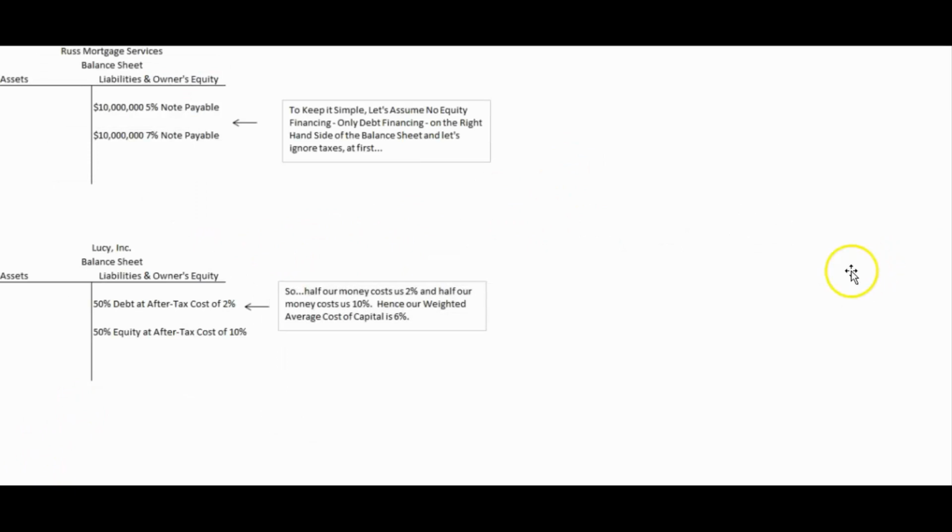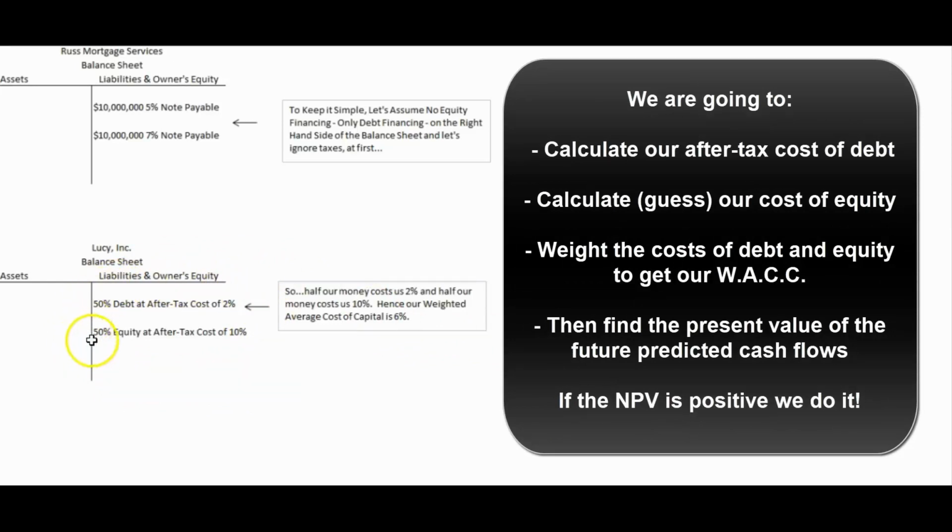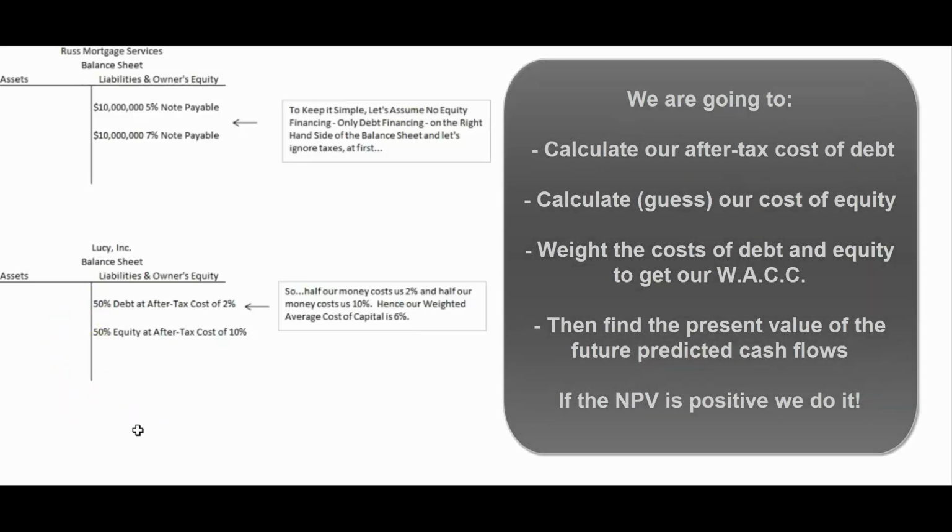Big picture, what we're going to do on a capital budgeting problem is figure out what our money costs us on the right-hand side. We're going to have to look at debt on an after-tax basis. We're going to have to make a guess at equity because there's no interest rate hanging out on a stock certificate. And once we find our weighted average cost of capital, we know what our money costs us, and we can find the present value of the future predicted cash flows from the capital project. And if the present value of those future cash flows is greater than what we have to spend, we do it. If it's less than what we have to spend, we don't do it. And that's all there is to capital budgeting. I hope that helps.